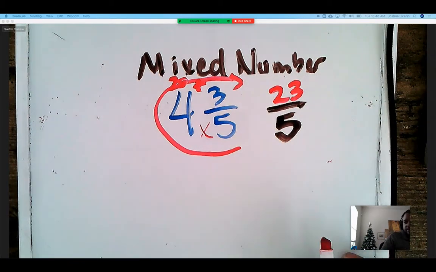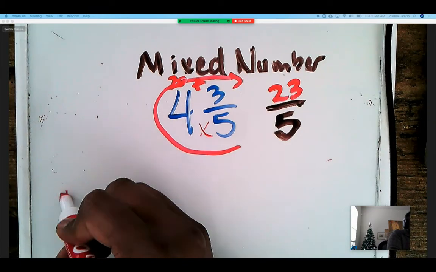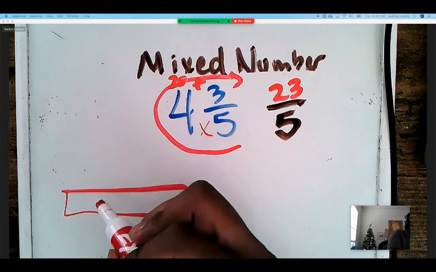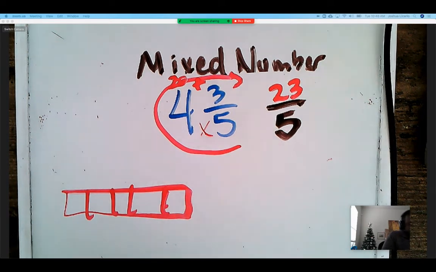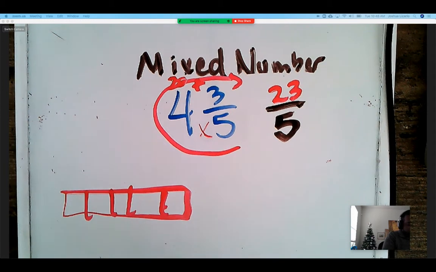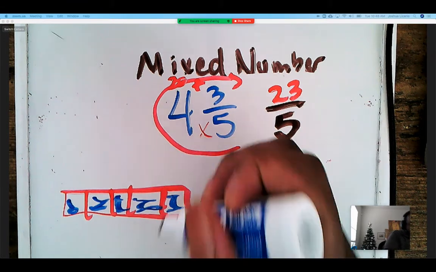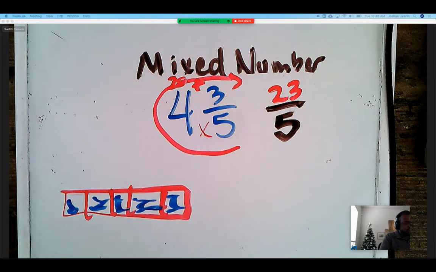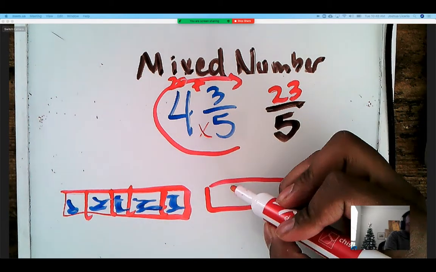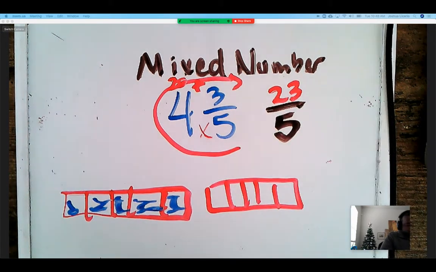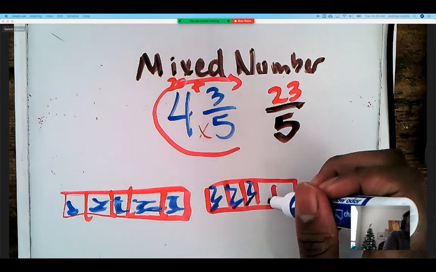So there you go. And if I wanted to draw this out, once again, I know I'm going to start by drawing one whole that's broken up into 5 equal pieces. Shade them in. 1, 2, 3, 4, 5. Well, that's not enough. I need to show 23, so I've got to draw another whole. Break it into 5 equal pieces. Shade again. 6, 7, 8, 9, 10.